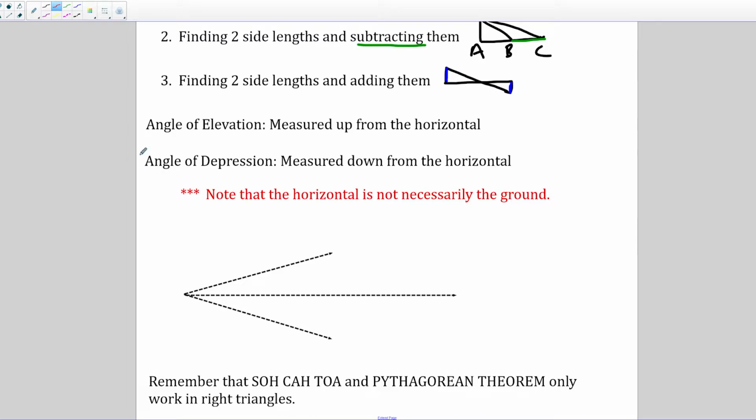Just as a quick review, our angle of elevation has to be this guy right here. So we have our angle of elevation or angle of inclination. So that'll be this guy here. And then this guy down here is what we call your angle of depression.